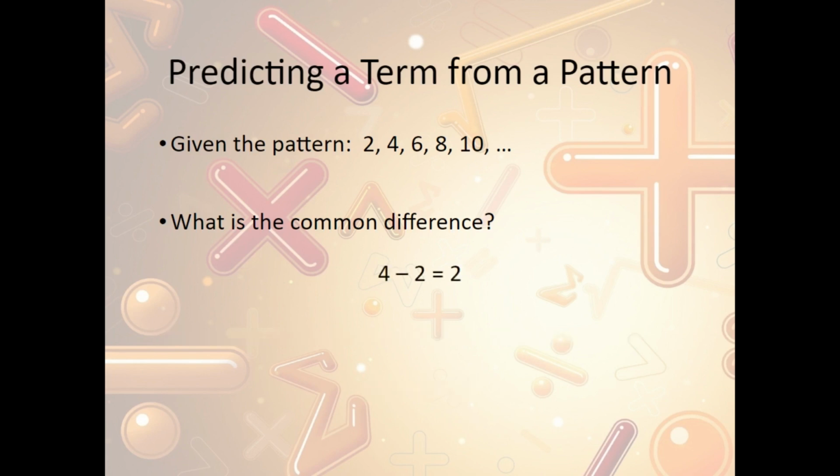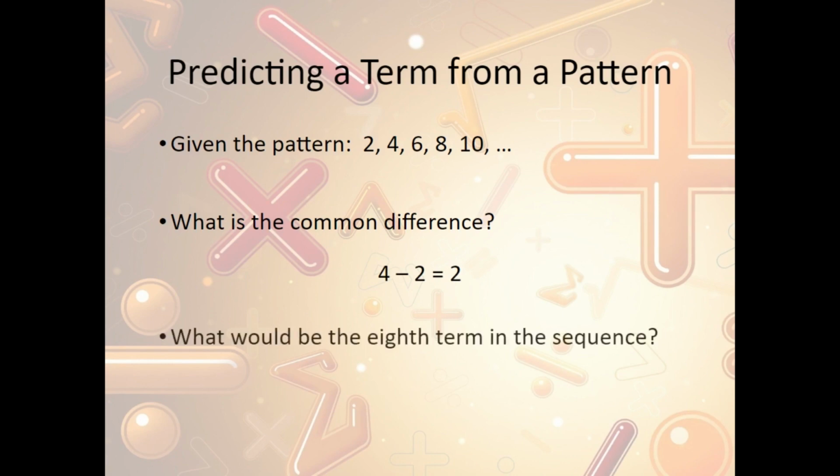Again, we have a situation where we know the common difference is 2. Now, what if I asked what is the 8th term? We have 1 term, 2, 3, 4, 5. So we need 3 terms later. So we're going to go ahead and add 3 terms. We add 2 and 2 and 2 and we get 16. So we know that the 8th term would be 16.